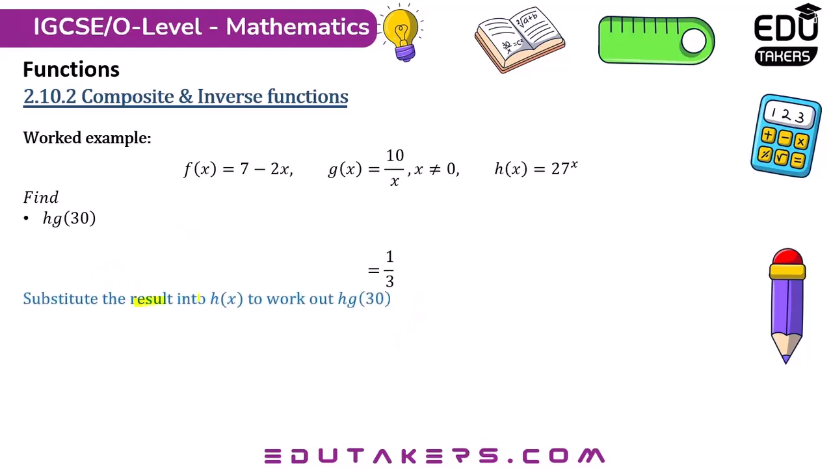Now substitute the result into h of x to work out h of g of 30. So hg of 30 equals h of 1 over 3. h of x is 27 raised to power x. So h of 1 over 3 is 27 raised to power 1 over 3 equals 3. hg of 30 is equal to 3.